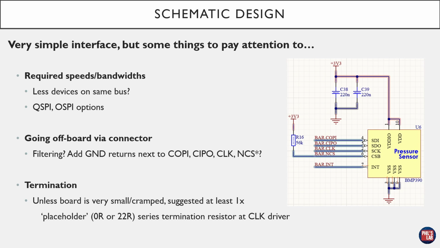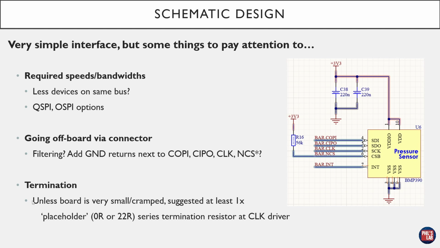If you're routing SPI on the PCB and then going off-board via a connector, you might want to add some filtering in those lines, for example, some pi filters. You might want to add series resistors for short circuit protection and also for termination before going off board. You will also want to add ground returns next to the SPI pins for improved signal integrity and EMI performance.